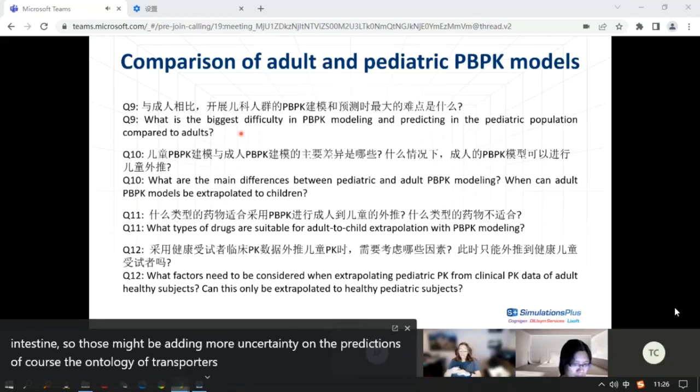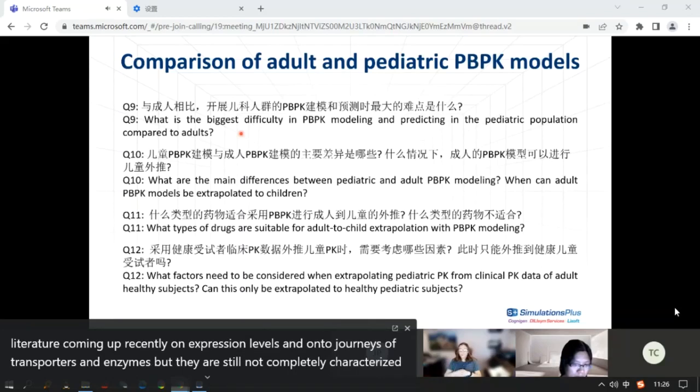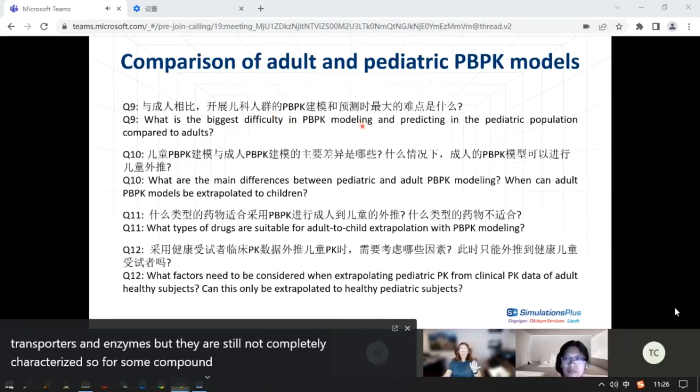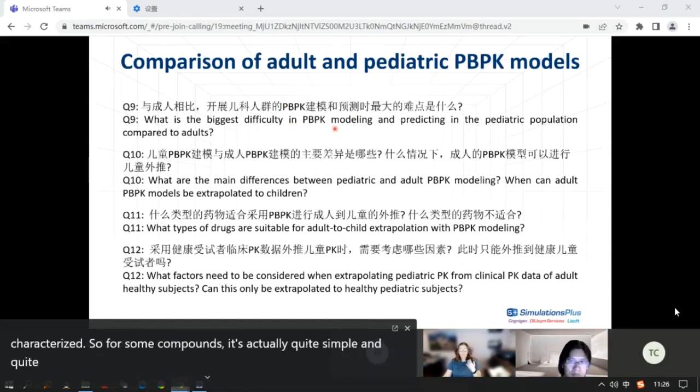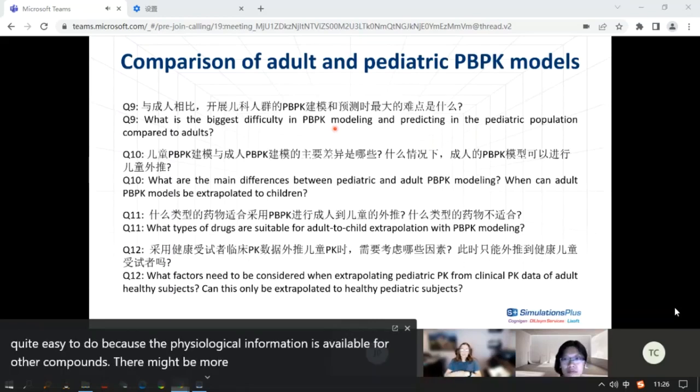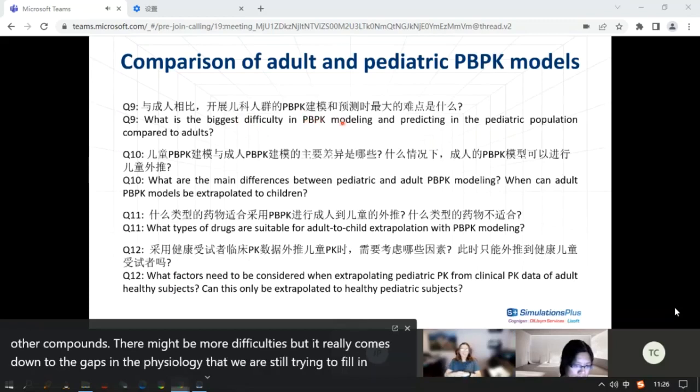Right? I was describing some of the papers that were coming up, and there is a lot of literature coming up recently on expression levels and ontogenies of transporters and enzymes, but they are still not completely characterized. So for some compounds, it's actually quite simple and easy to do because the physiological information is available. For other compounds, there might be more difficulties, but it really comes down to the gaps in the physiology that we are still trying to fill in, the knowledge that is still missing.